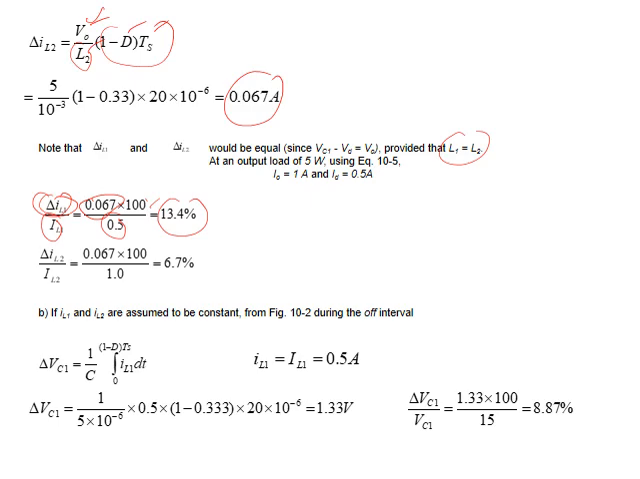The same thing I did with delta IL2 over IL2: 0.67 times 100% over the current IL2 gives me 6.7%. This is the error with respect to current.